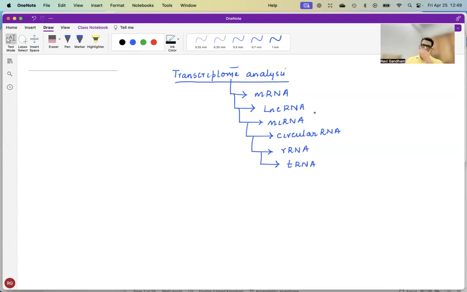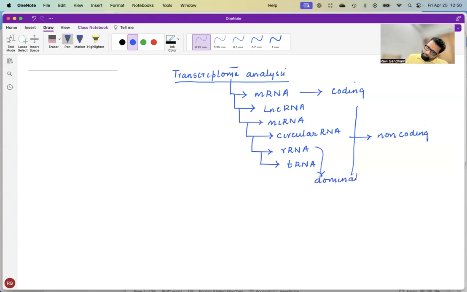Here, if you look at all these transcripts, the mRNA codes for protein. Means we can say that they're coding, and all the others can be classified as non-coding. And the RNA that dominates your RNA pool is your rRNA. We'll look into how we can negate this rRNA when we are estimating all the rest of the RNAs.